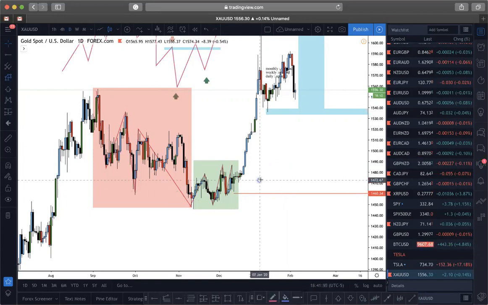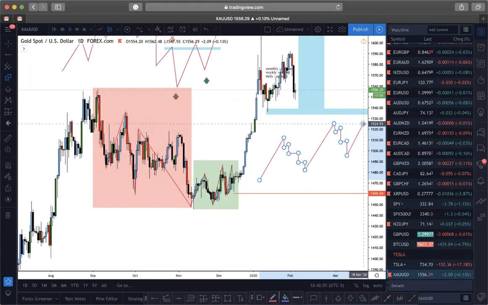A lot of the time, the impulse will be fast, and then the pullback will be slow, and then the impulse fast, and then the pullback slow.